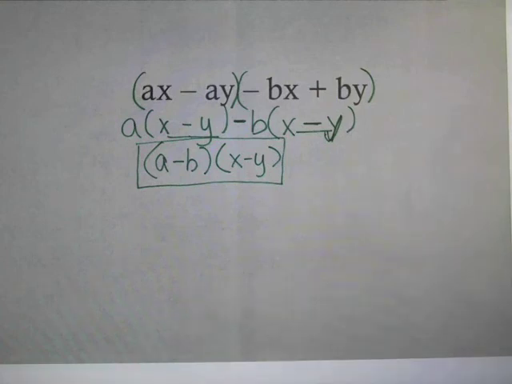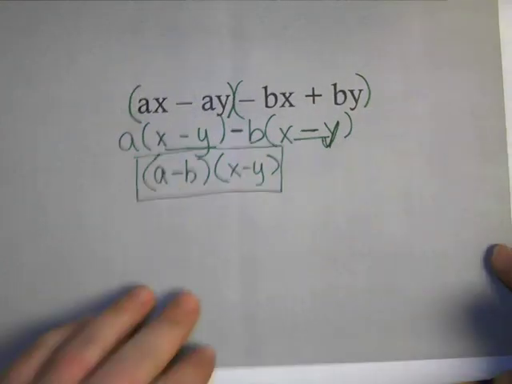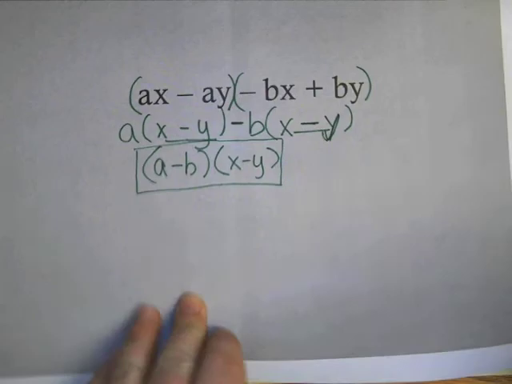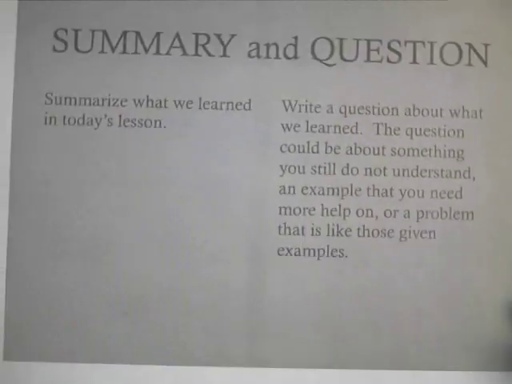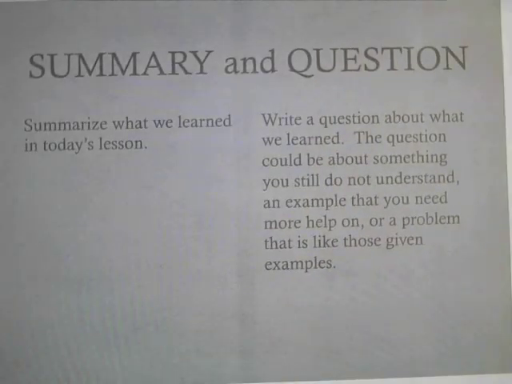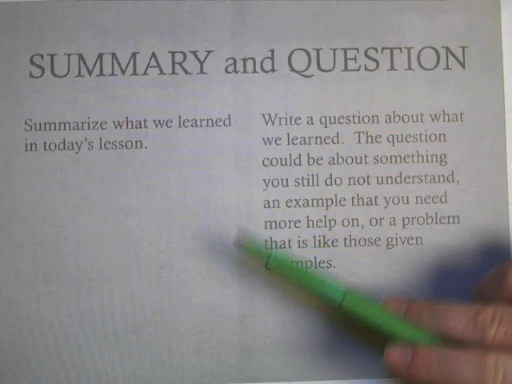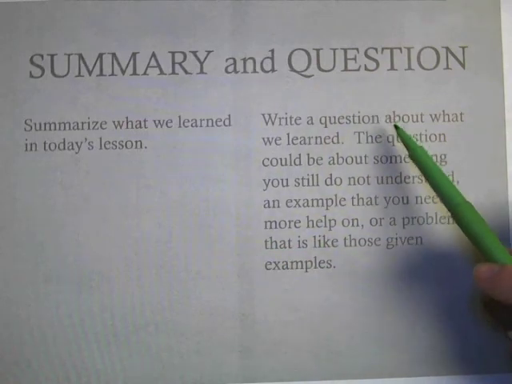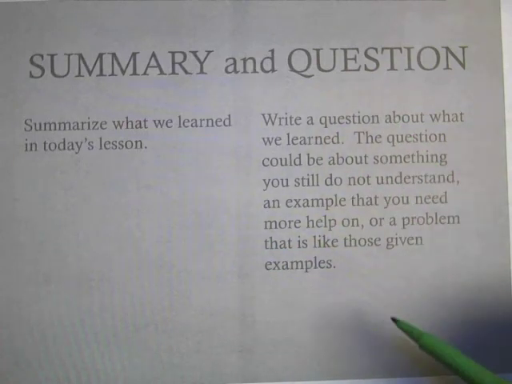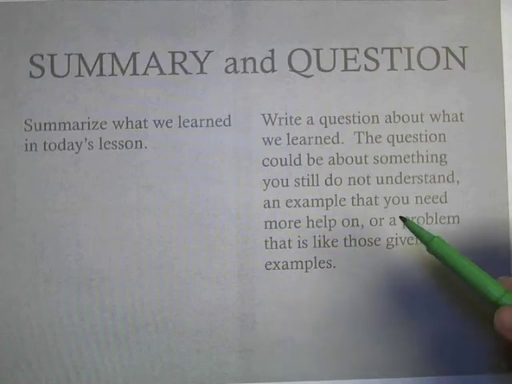All right, guys, that's factoring by grouping. So what I want you to do now is take a look at your examples. Take a look at the notes that you've taken so far. And down on the bottom of your Cornell notes where it says summary, I want you to summarize what we learned in today's lesson. So you're going to do that. And then there's a box that says question on it. What I want you to do is write a question about what we learned today.